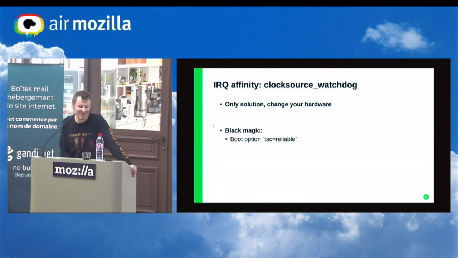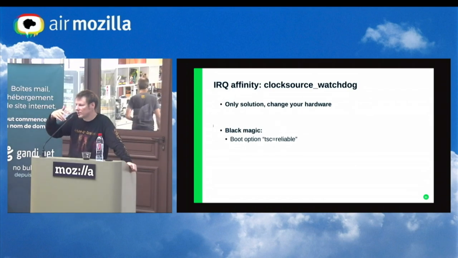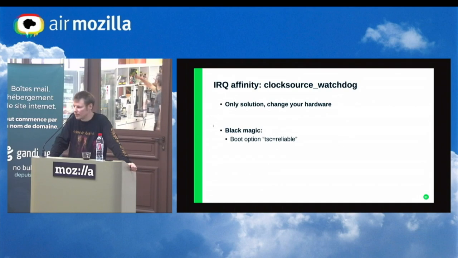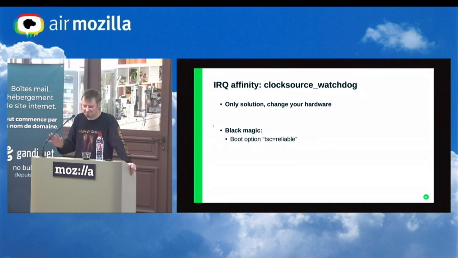But there is black magic, actually. You can use the boot option tsc=reliable to force things out. I do not advise it because the result is very unpredictable. You might have sudden jumps on your TSC, and it's not going to be taken care of by the clocksource watchdog. So you can try, but at your own risk. I use it because I don't have production code running, so this is only for testing, but beware.